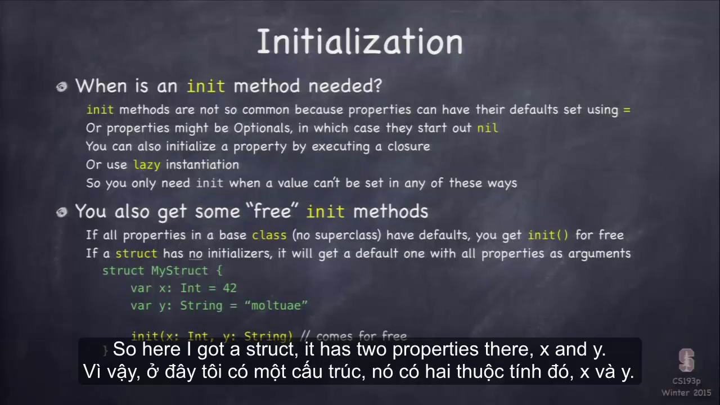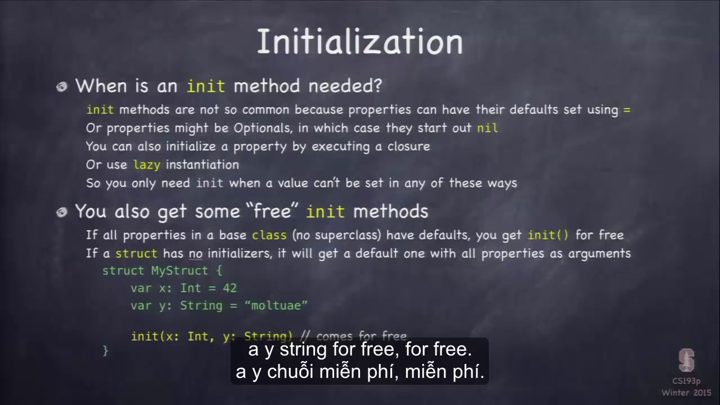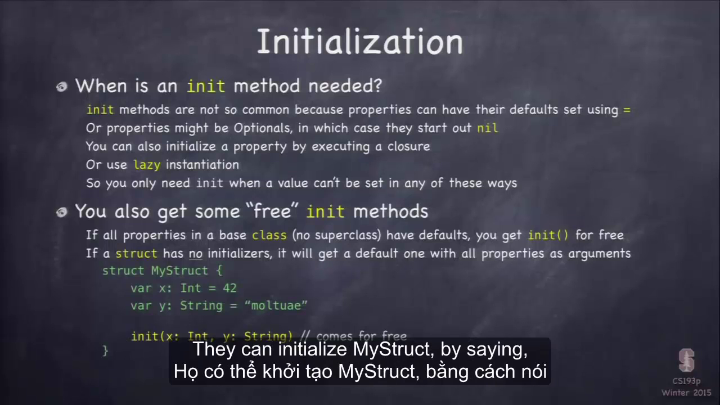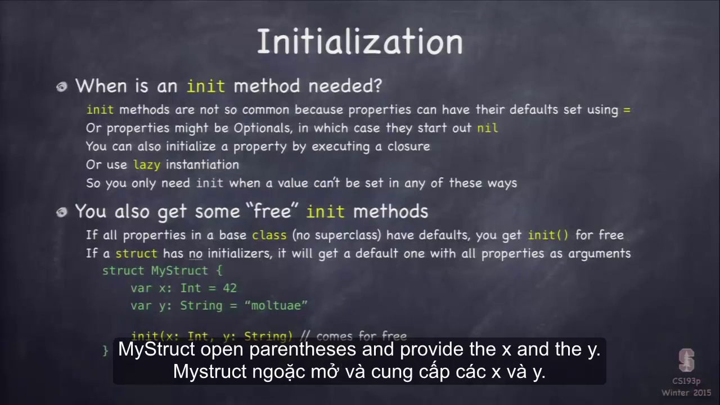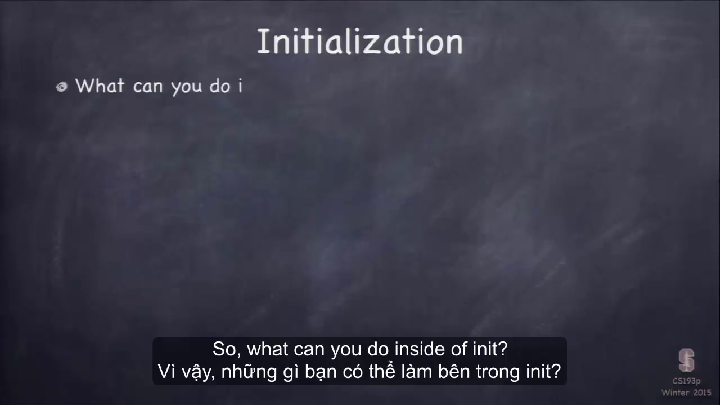Okay, so like here I've got a struct. It has two properties there, x and y, and you can see that I got this init, x takes an Int and y a String, for free. I didn't have to implement that at all. It just came for free. And so people can call that. They can initialize my struct by saying MyStruct, open parentheses, and provide the x and the y. Okay? All right. So what can you do inside of init?